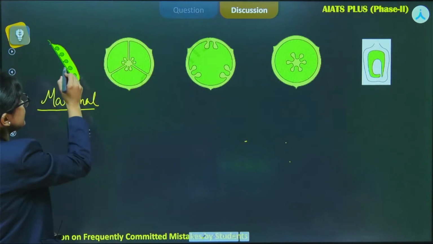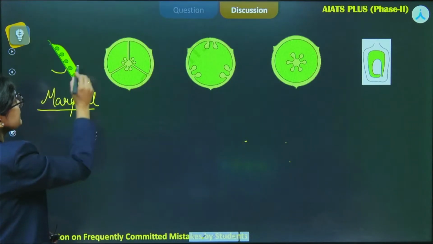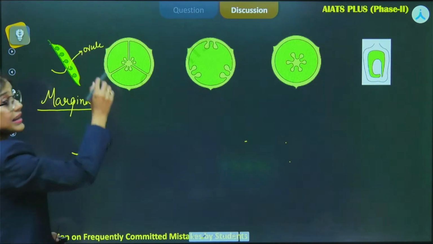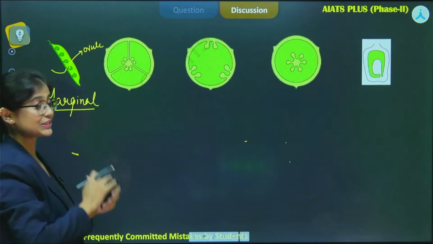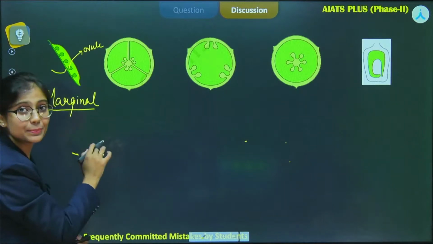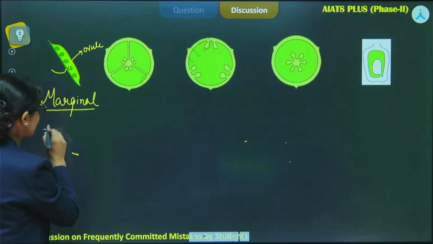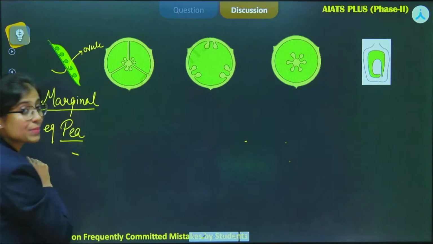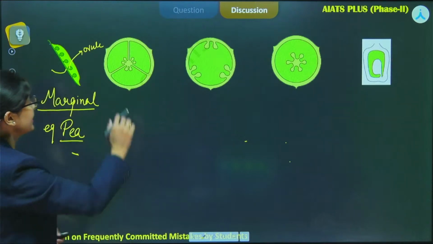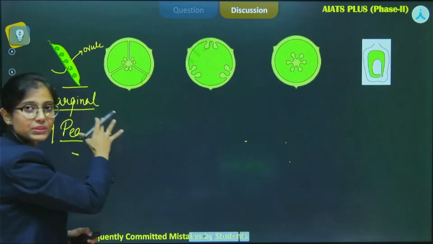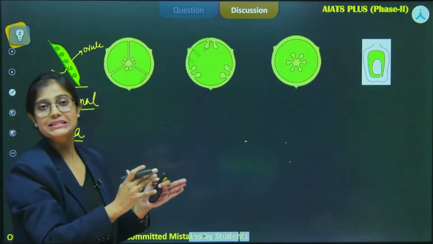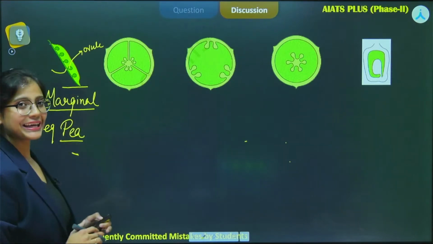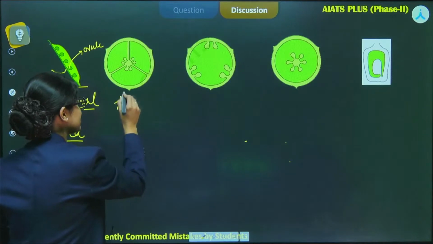If you look at the diagram, this is the placenta and these are the ovules which will later form the seeds. So this is marginal placentation and it is found in pea, or we can say most members of the Fabaceae family. The P here looks like P in the diagram, so from this we have to remember that marginal placentation is found in pea.